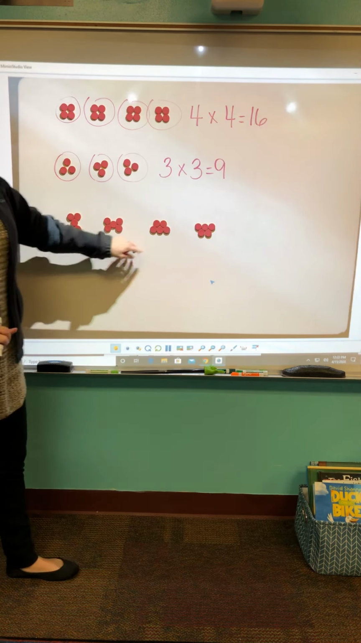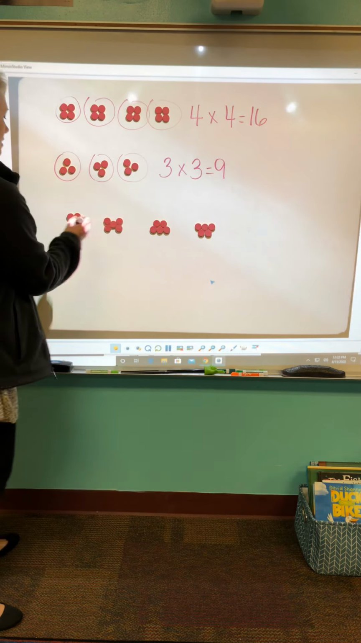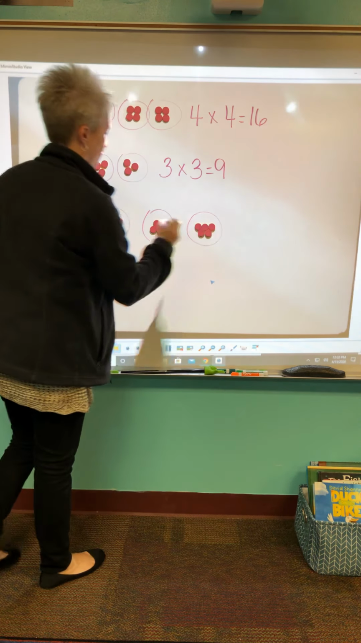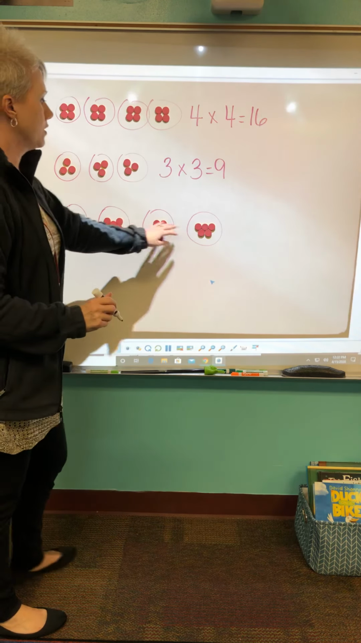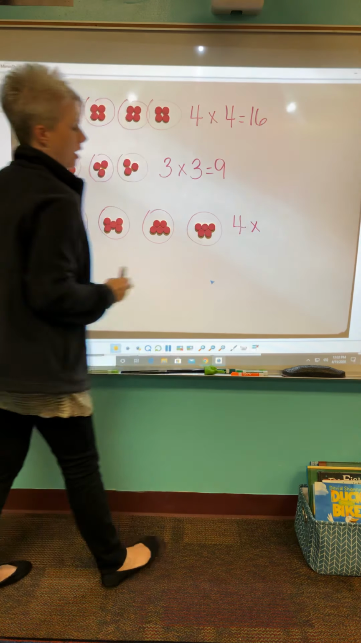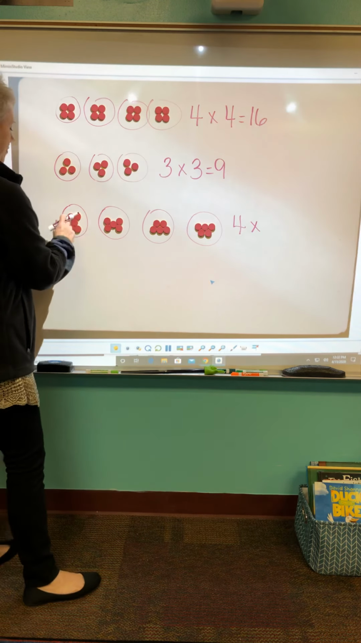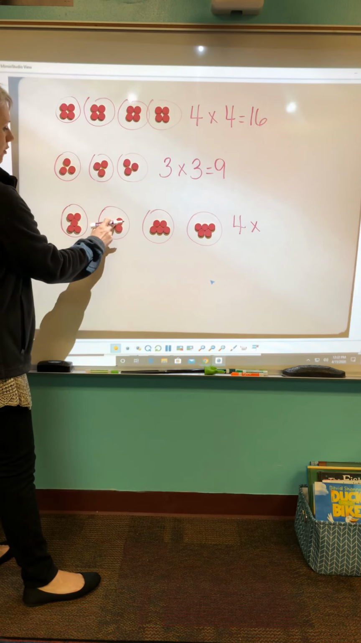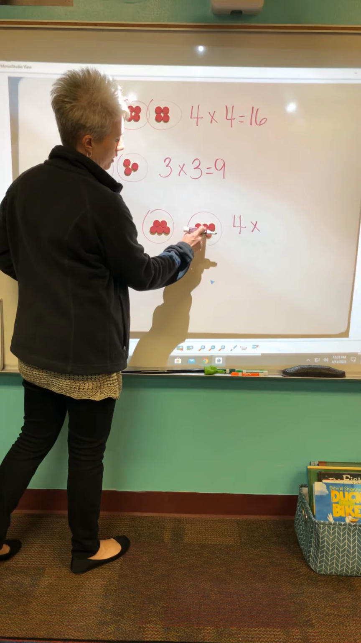All right, these groups all look a little different, but we can definitely see groups. So let's circle our groups. How many groups do we have? 1, 2, 3, 4. So 4 groups of, or 4 times, let's count how many we have in each group. 1, 2, 3, 4, 5.